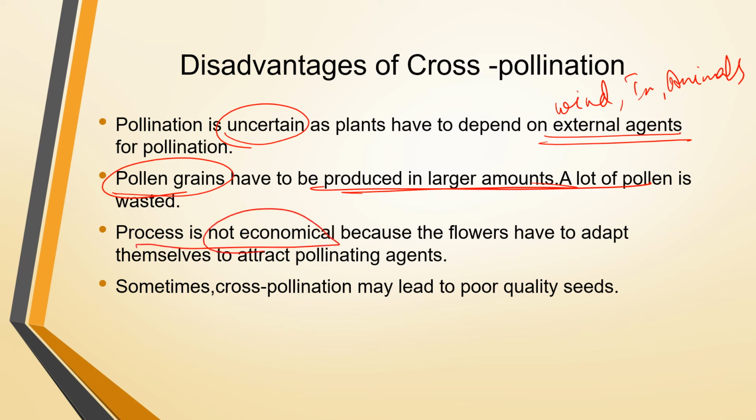Now this process is not economical because the flowers have to adapt themselves to attract the pollinating agents. They have to be very colorful, they have to produce nectar, they have to produce scent to attract the pollinating agents. So it's not at all an economical process. Previously, self-pollination was an economical process, and in cross-pollination there may be poor quality seeds. So while learning about the advantages and disadvantages, you can learn about the differences between cross-pollination and self-pollination.